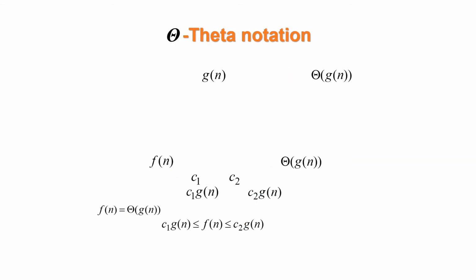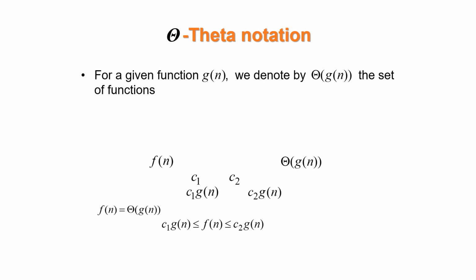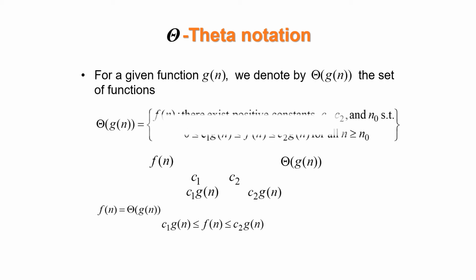Theta notation. What is theta notation? For a given function g of n, we denote by theta of g of n the set of functions f of n such that there exist positive constants c1 and c2 and n naught such that c1 g of n is greater than or equal to 0 and less than or equal to f of n, which is less than or equal to c2 g of n, for all n greater than or equal to n naught.